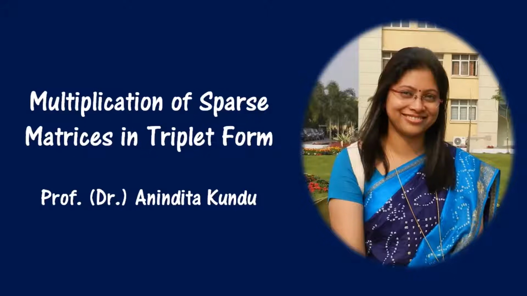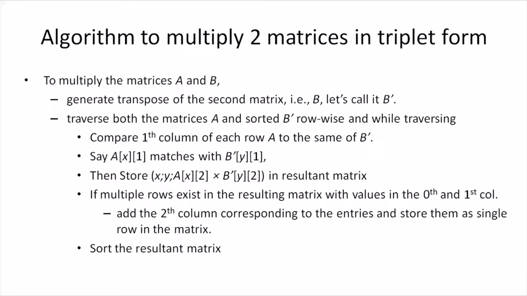Coming to the algorithm to multiply two matrices in the triplet form, let us consider that we have got two matrices A and B provided in the triplet form. In order to multiply these two matrices, the first step will be to find the transpose of the second matrix, that is B. Let us call this B dash.